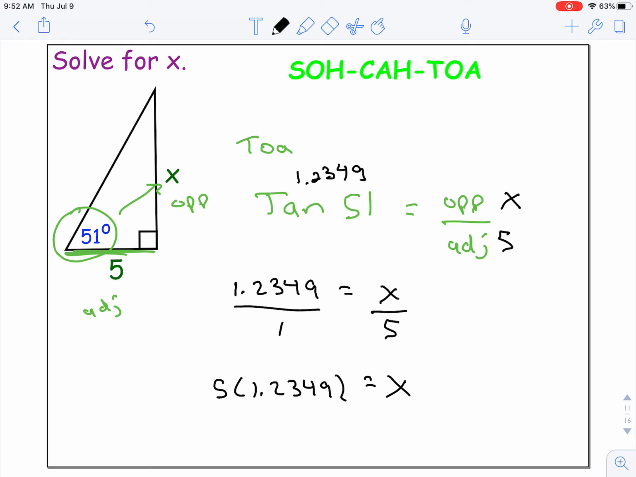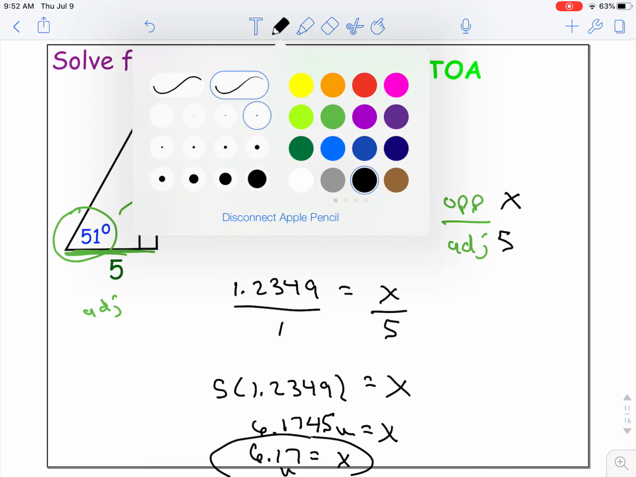So 1.2349 times 5 gives me x is equal to 6.1745 units. Now, when you give your final answer here, you can round like to the nearest hundredth like we normally do. So this would be x is equal to 6.17 units. Okay? But the thing is, we've rounded that tangent of 51.